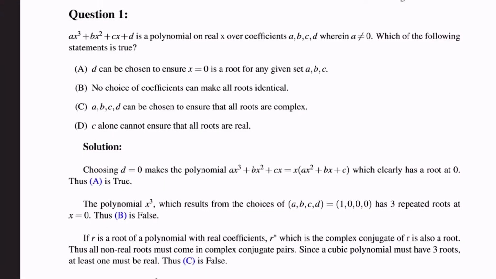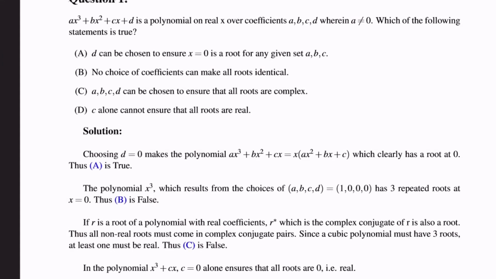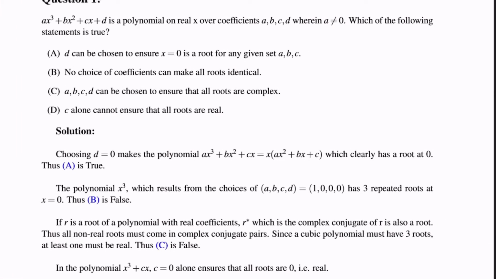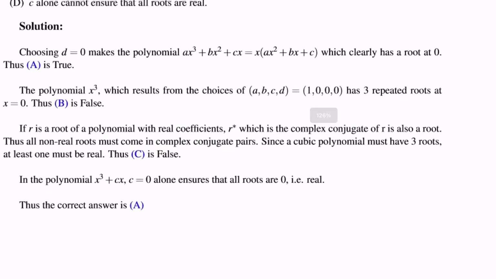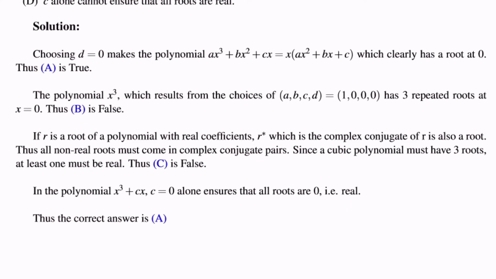So let us investigate why in this problem only option A is true. We are given that the coefficients are real and it's a third degree polynomial where a is not equal to 0. The first option says coefficient d can be chosen to ensure that x equal to 0 is a root for any given a, b, c. Now let's look at the solution.